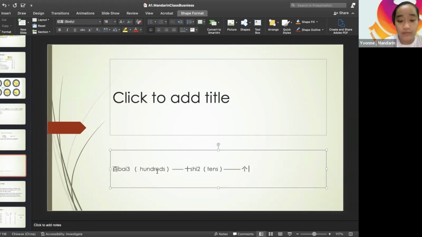Fourth tone. Okay, good. Fourth tone. This is the single digit. Why did I type down like this? So there's a cheat way how to count as long as you get this right. So this is the smallest digit to the current largest, okay?